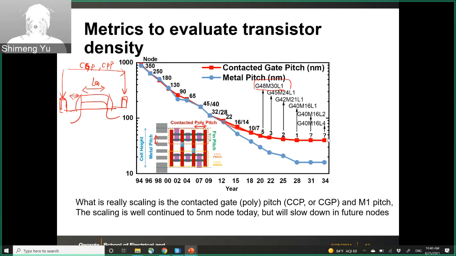So at that moment, you have to do the 3D integration. So you have to have L2, L4, like 2 layers of transistor or 4 layers of transistor, to keep increasing the density of the logic. Yes. Of course, this is a projection. We don't know, right? But this is on the roadmap.